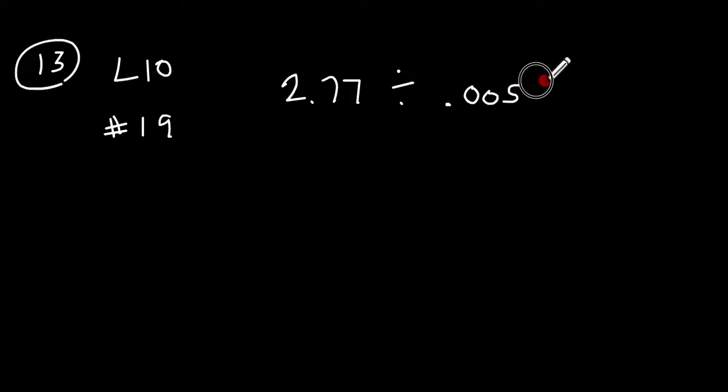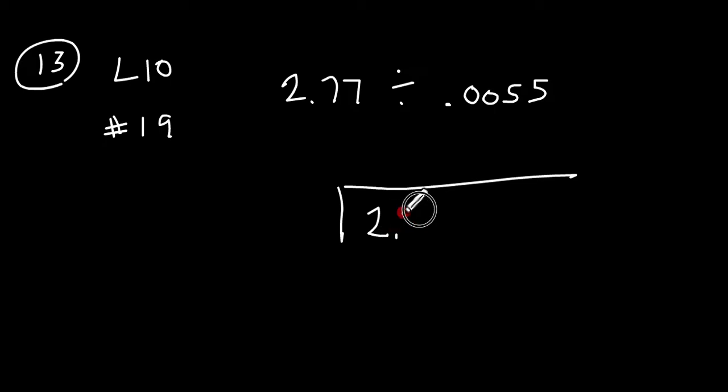Okay, number 13. It's from lesson 10, number 19, and it's a beautiful long division problem with decimals. 2.77 divided by 0.0055. So here we go. It's 2.77 divided by 0.0055. So we move our decimal point.